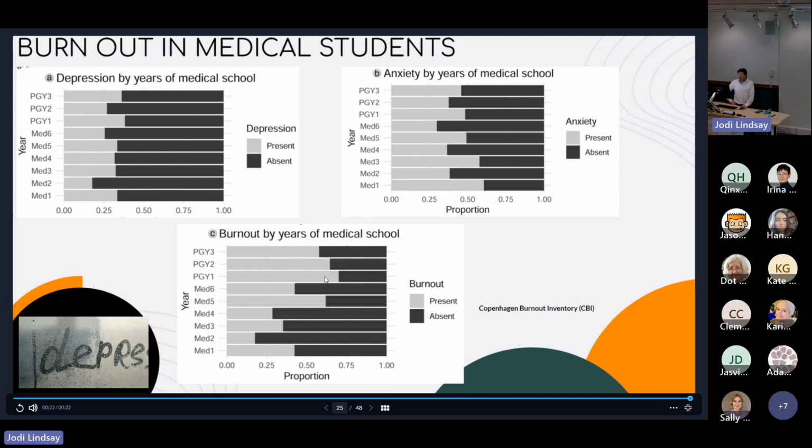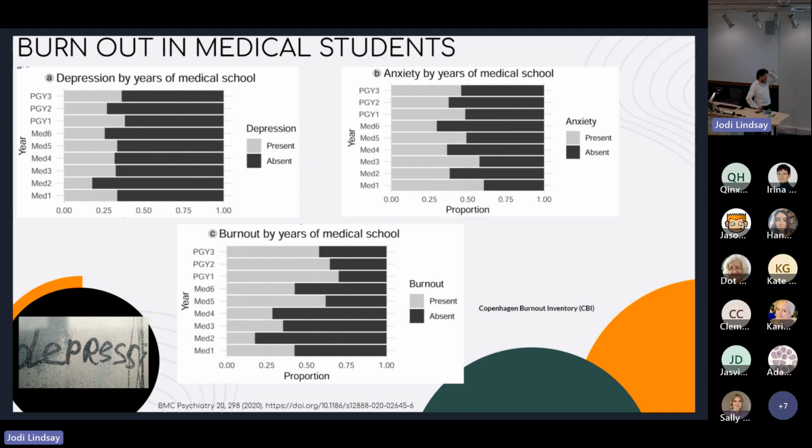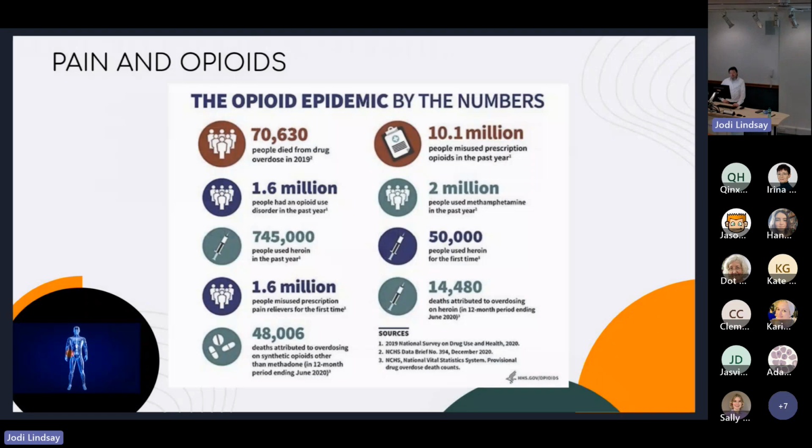And then they looked at burnout on the Copenhagen Burnout Inventory scale. And you can see that by this year, when they basically go off to the clinic, around 60% have signs of burnout. So there's a big problem, in my opinion.